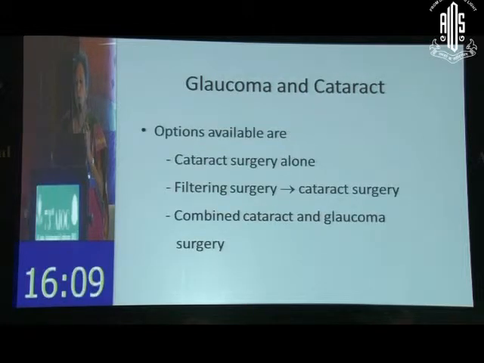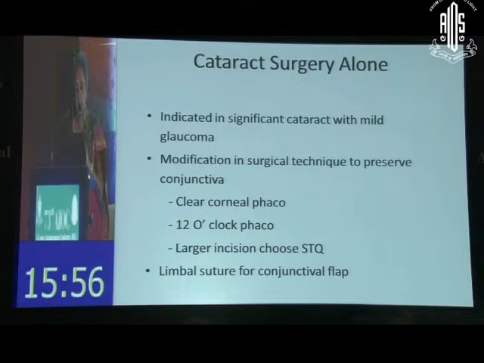What are the options we have? We can do just the cataract surgery and continue the glaucoma medication, or you can do the filtering surgery and later do the cataract surgery, or you can do both together, that is the combined cataract and glaucoma surgery. When do we do only cataract surgery?